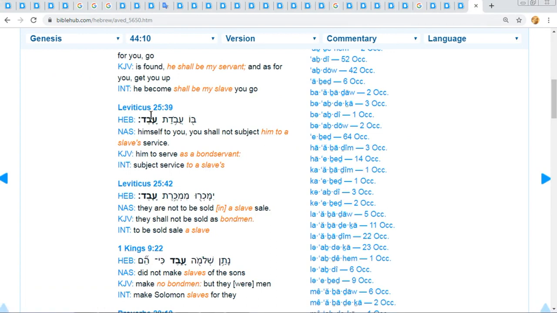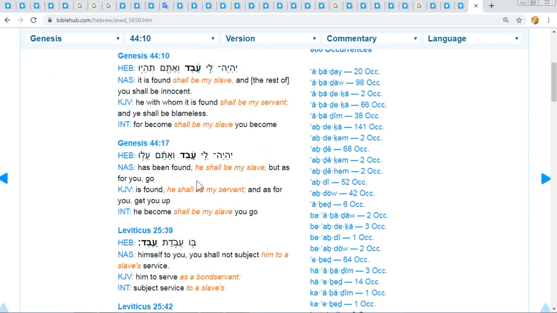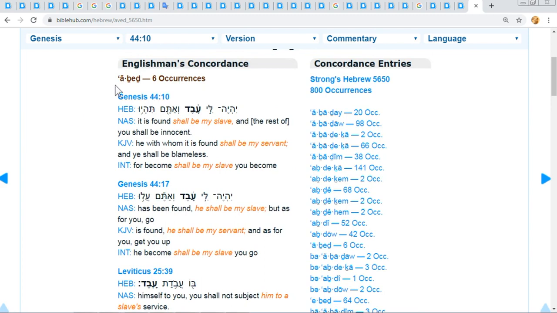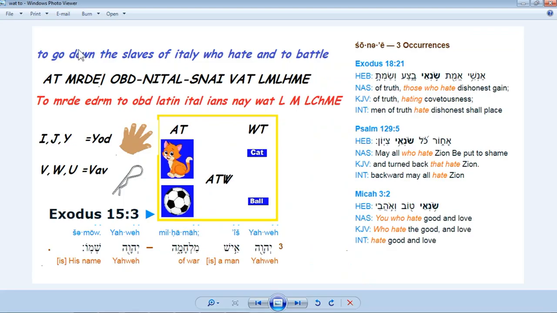You see it here. OBD, shall be my slaves. To the slaves, as bond servants, a slave. A bed, OBD. Shall be my slave, shall be my slaves. And what that means is they could be paid to do anything. They will do your bidding for $1. To go down, the slaves, a bid, a nital.